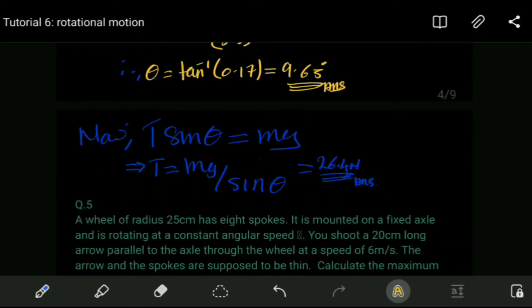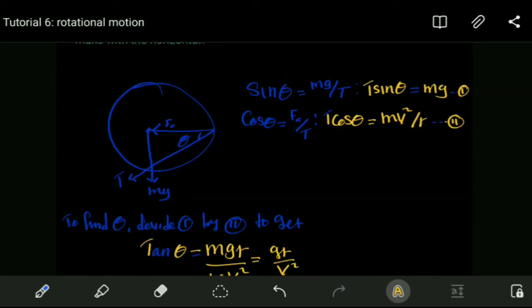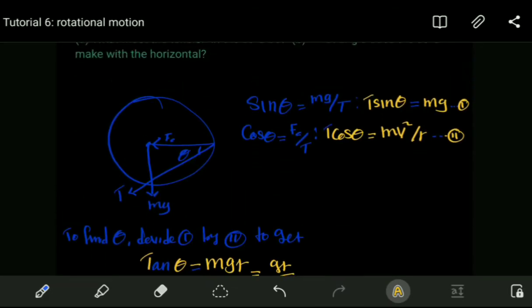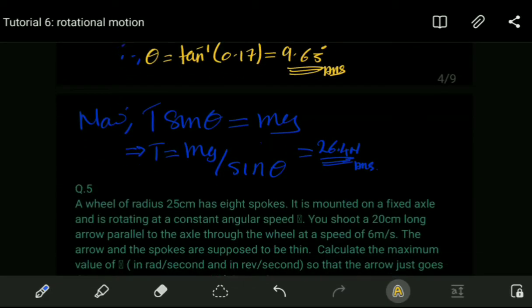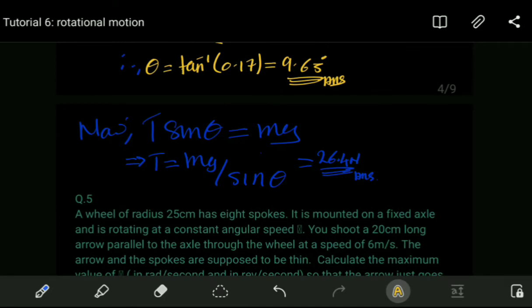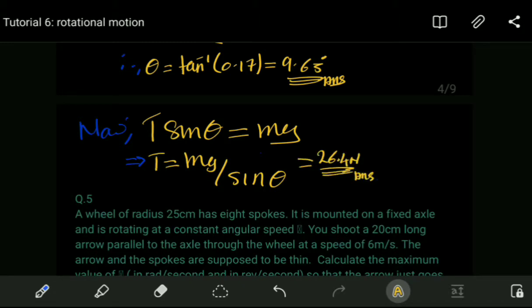So now to find the tension, we can use the first equation here: T sine theta equals the weight. We know what theta is, we just calculated it, and we know what mg is, therefore we can have the tension as mg over sine theta, giving us 26.4 newtons as our tension.